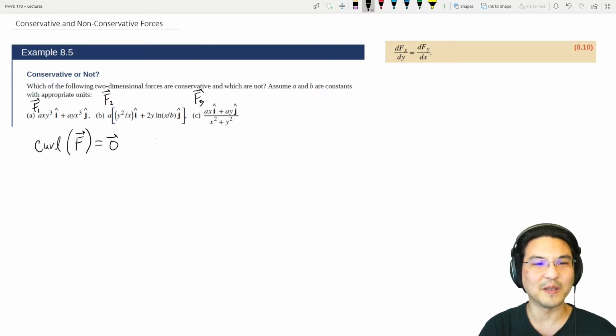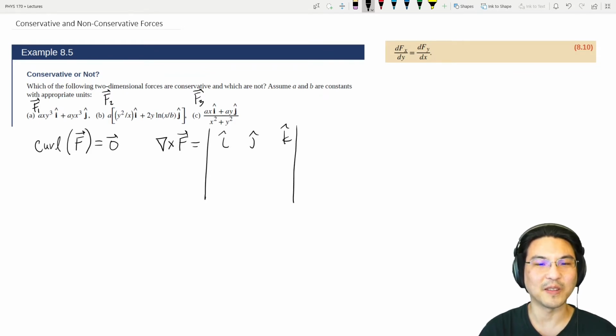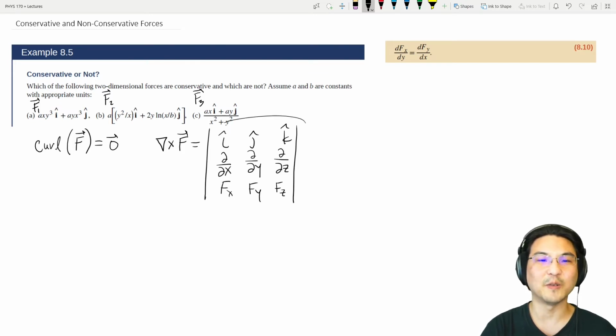Another way to write the curl is del cross F, and I will just write it out like doing a cross product: i, j, k, and we're doing this example in Cartesian coordinates. There are other coordinate systems that we'll discuss in future semesters. Okay, and then this operator is just partial derivatives. So this is the partial in the x direction, partial in the y direction, partial in the z direction, and then this vector goes here, decomposed. So we basically just do this cross product.